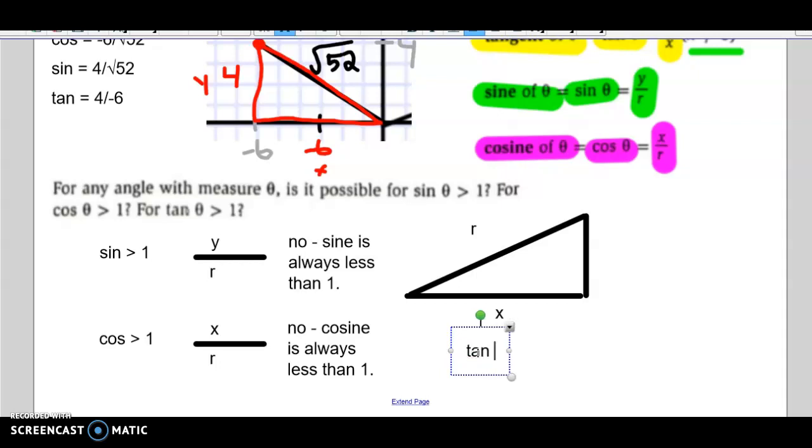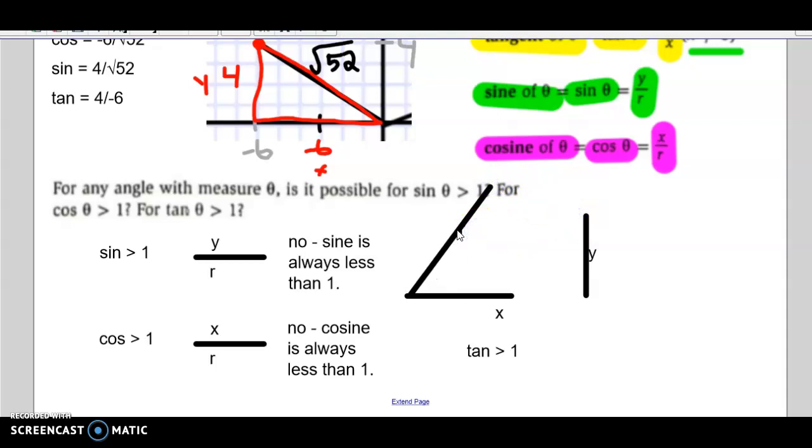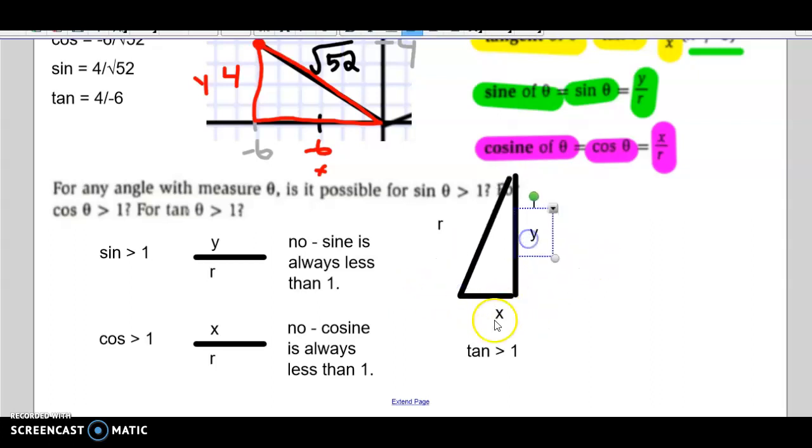Let's see. So the next one we have is the tangent greater than 1. Well, let's see. So the tangent is our y over x. Can you set up a triangle that has a y bigger than 1? Maybe I didn't draw this the right way. Well, not the way this is drawn, but what if we took this triangle and made it a big top? Look at that big top triangle. We can make it even more big top than that. There we go. The y is bigger than the x.